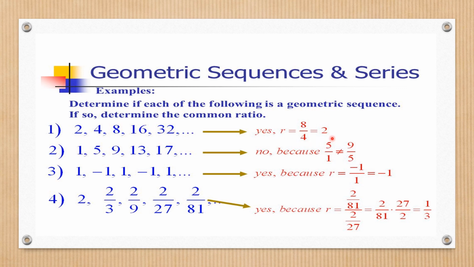Okay, so the common ratio here is 2. Now look here: 1, 5, 9, 13, 17. No, because 5 upon 1 is not equal to 9 upon 5. We can check it that way also. So it is not a GP.